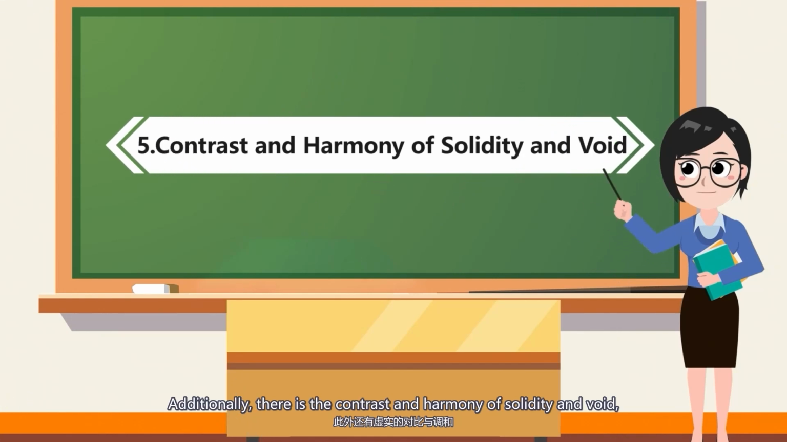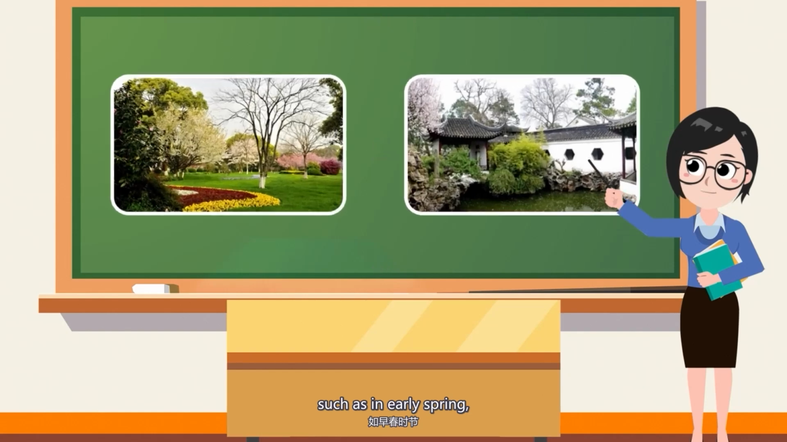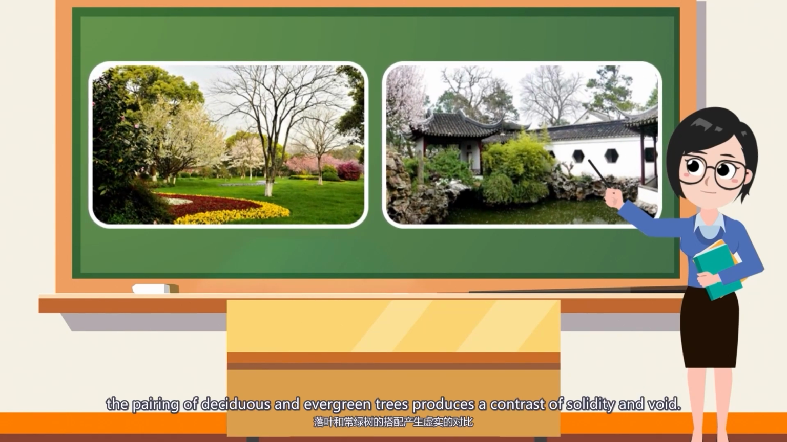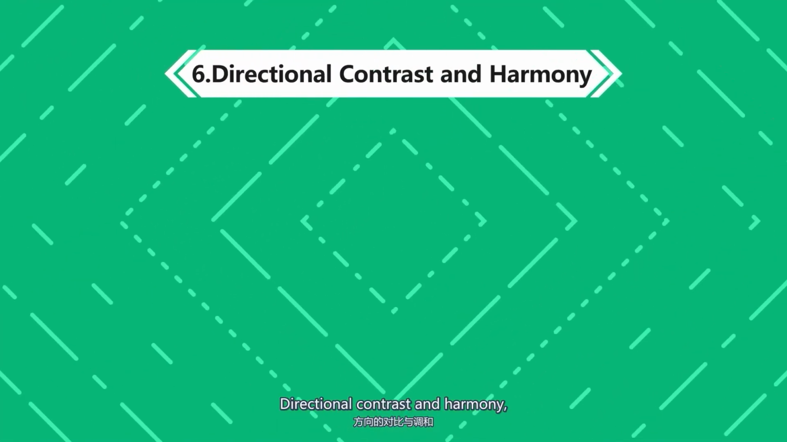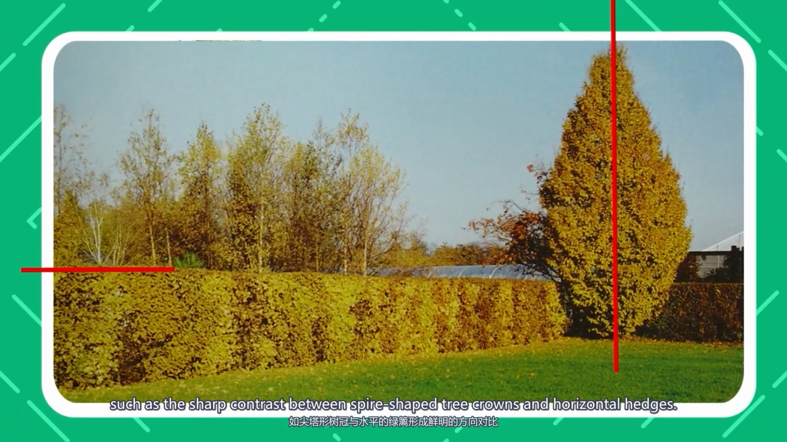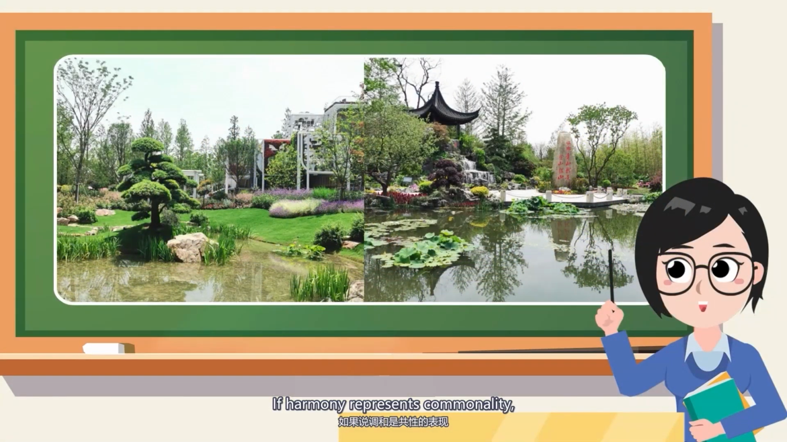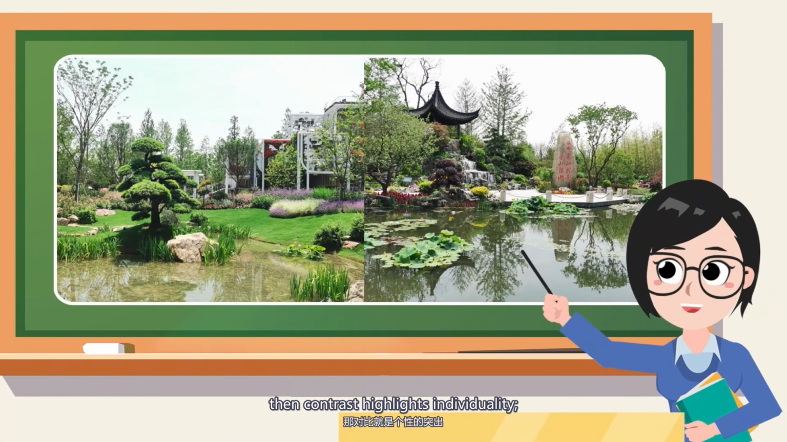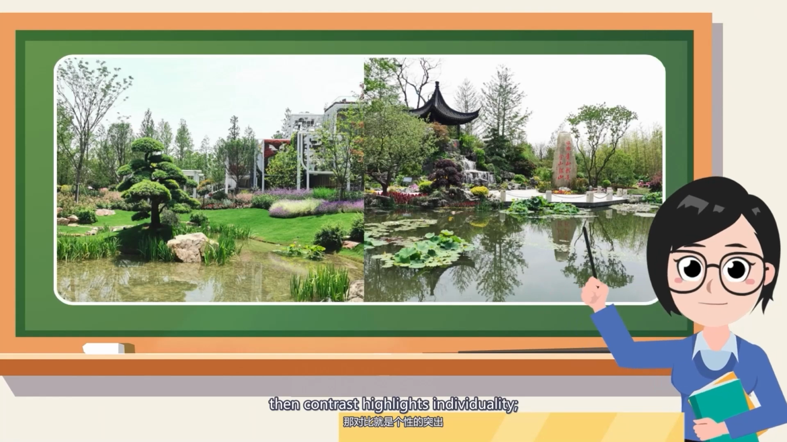Additionally, there is the contrast and harmony of solidity and void, such as in early spring. The pairing of deciduous and evergreen trees produces a contrast of solidity and void. Directional contrast and harmony, such as the sharp contrast between spire-shaped tree crowns and horizontal hedges. If harmony represents commonality, then contrast highlights individuality. Both are indispensable in landscape design.